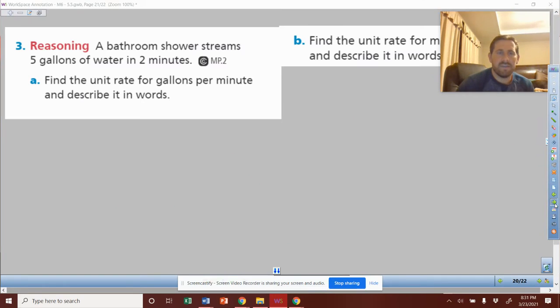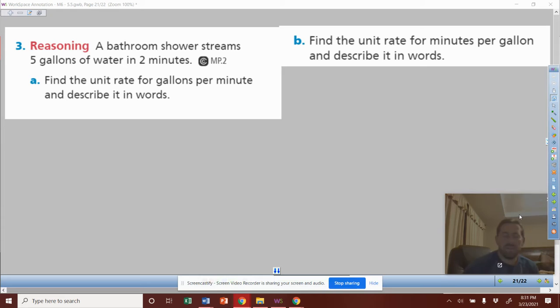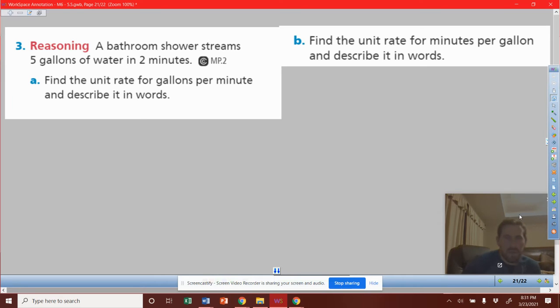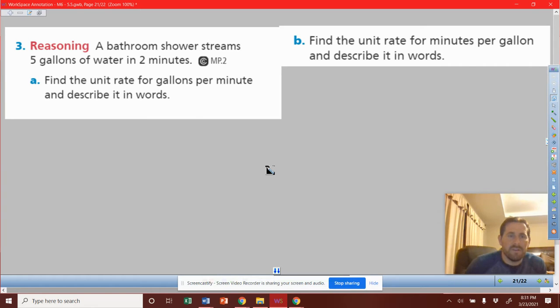All right, let's look at our exit ticket. A couple questions here. Same thing we did in one of the previous problems. A bathroom shower streams 5 gallons of water in 2 minutes. So they want you to find the unit rate for gallons per minute. So we're going to put gallons on the top and minutes on the bottom.